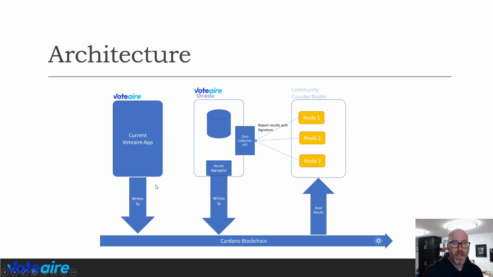So the architecture of this: we have the current Voteaire app, which is writing to the Cardano blockchain. Over on the right here, we have these community nodes which are reading the results, and they are reporting results with a signature of their results into a data collection API. So we've actually created this data collection API as well, which will store all the results and the signatures.